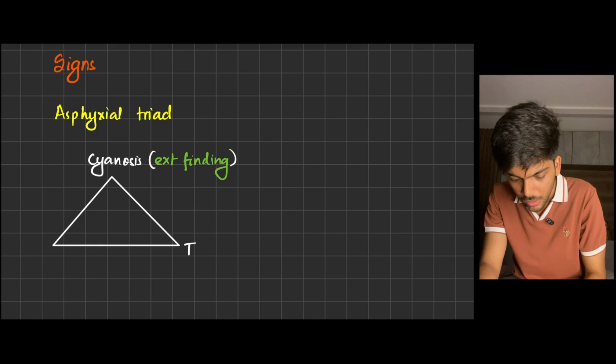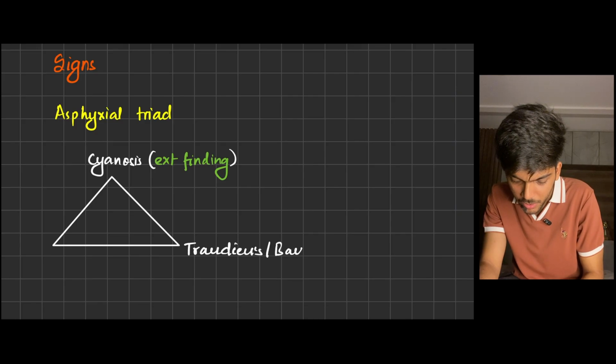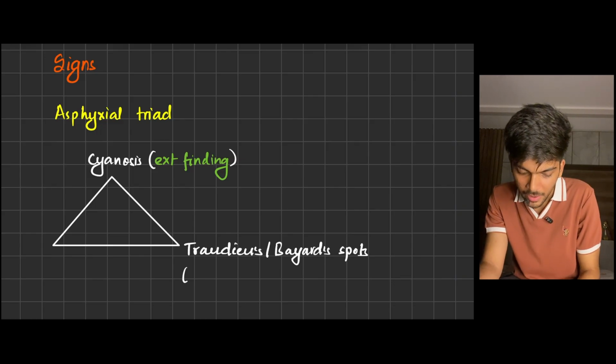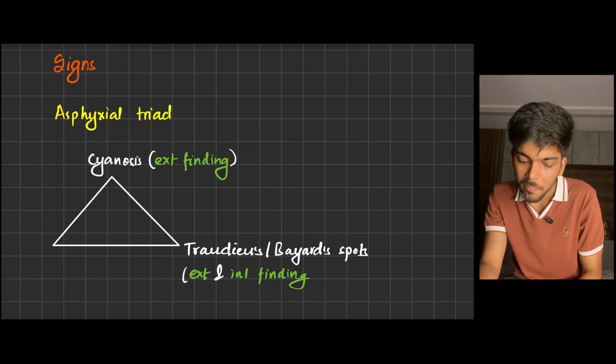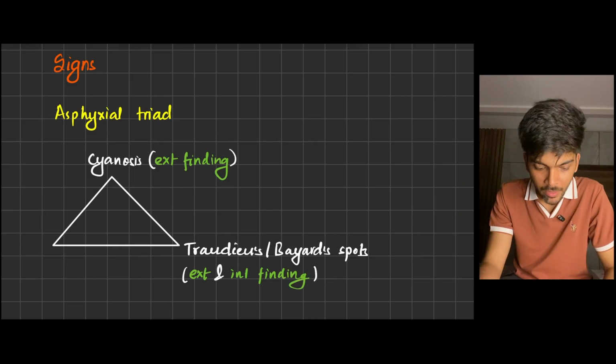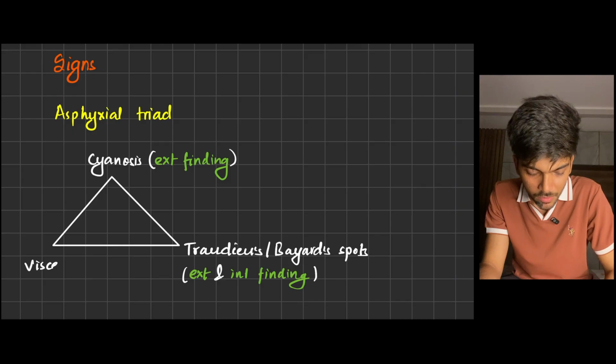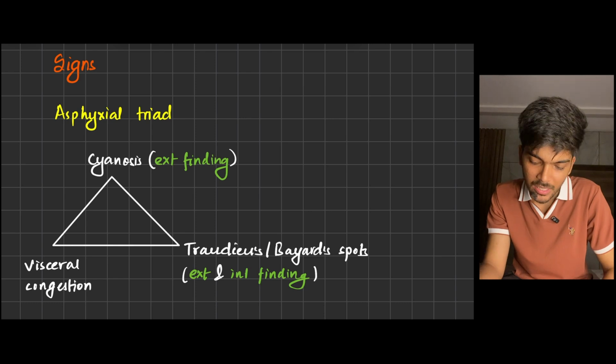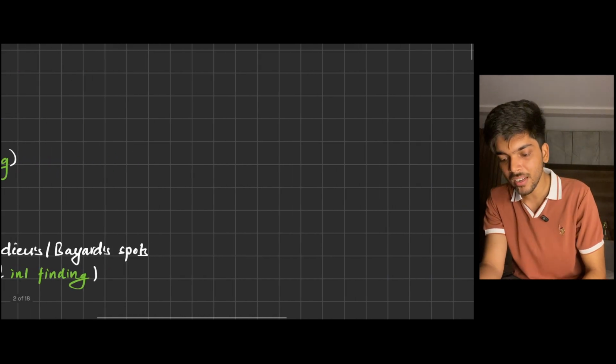Number two, Tardieu or Bayard spots. They are in the form of external and internal findings. They are nothing but the petechial pinpoint hemorrhages and visceral congestion. Since this is present in viscera, which is inside your body, obviously this is going to be in the form of an internal finding. This is your asphyxial triad.